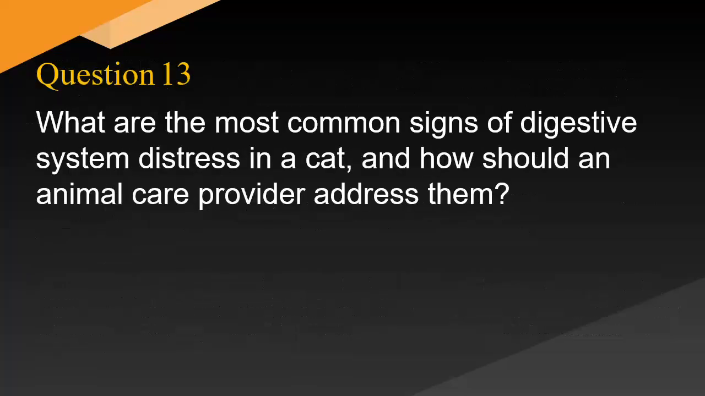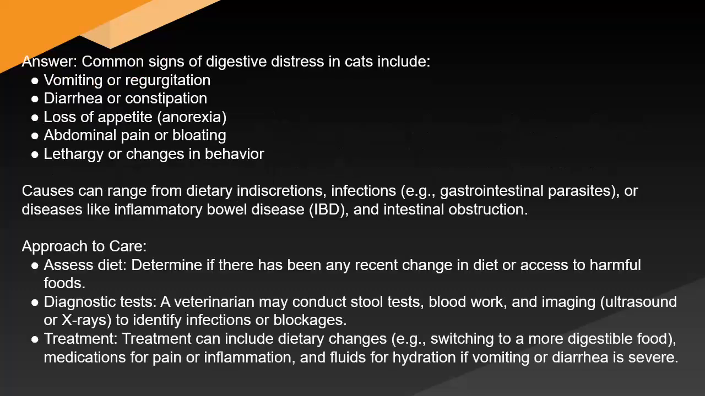What are the most common signs of digestive system distress in a cat, and how should an animal care provider address them? Answer: common signs of digestive distress in cats include vomiting or regurgitation, diarrhea or constipation, loss of appetite, anorexia, abdominal pain or bloating, lethargy, or changes in behavior. Causes can range from dietary indiscretions, infections, e.g., gastrointestinal parasites, or diseases like inflammatory bowel disease, and intestinal obstruction.